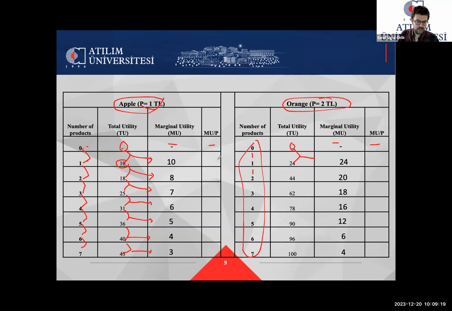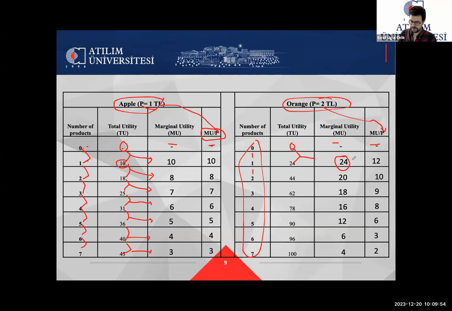Then let's look at the marginal utility per dollar rule part. For the apple, the price is 1. For the orange, 2. 10 divided by 1 is 10, then 8, 7, going like that. And for the orange we divide marginal utility by 2: 24 divided by 2 is 12, then 10, 9, 8, 6, 3, and 2. The first part of the story is filling out the table.